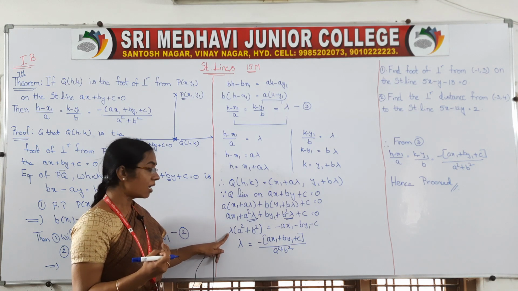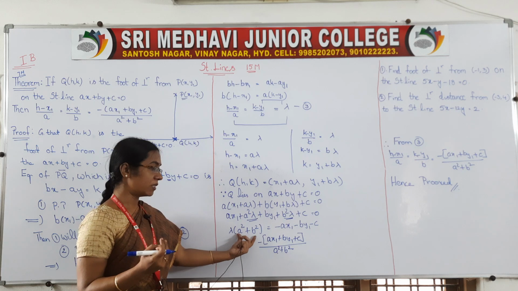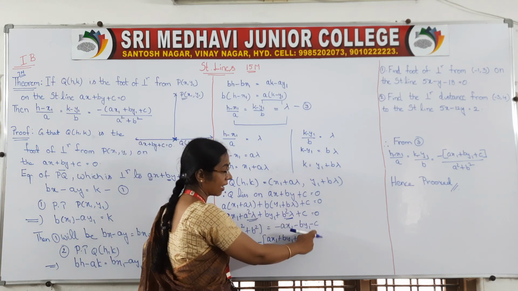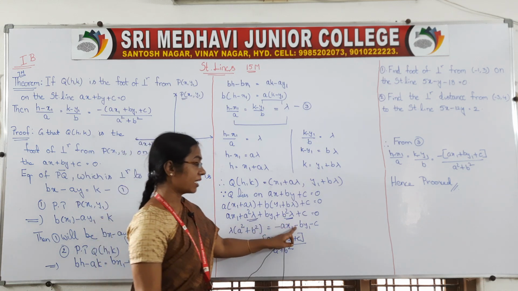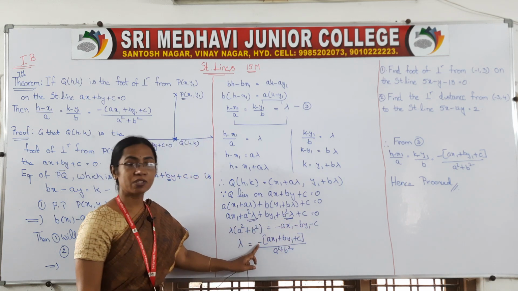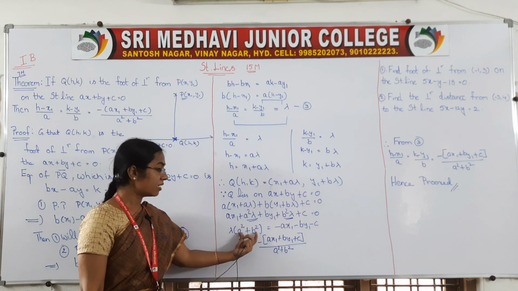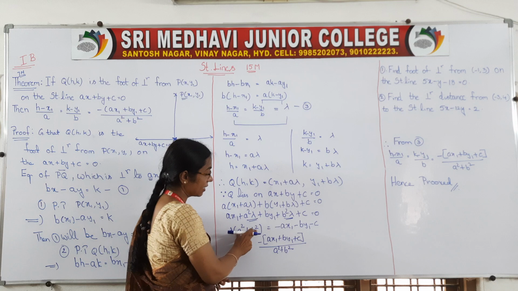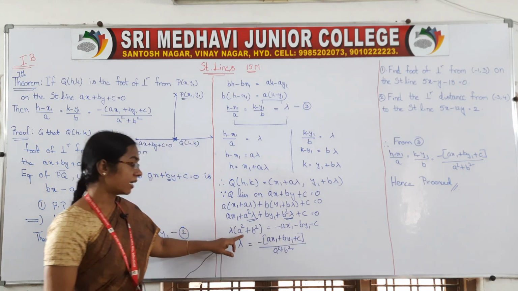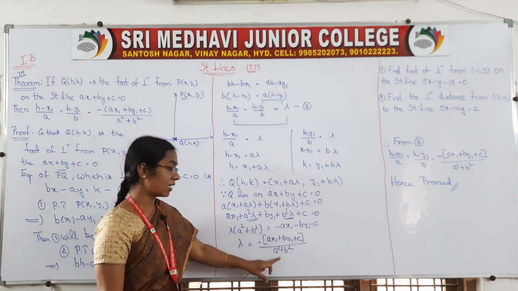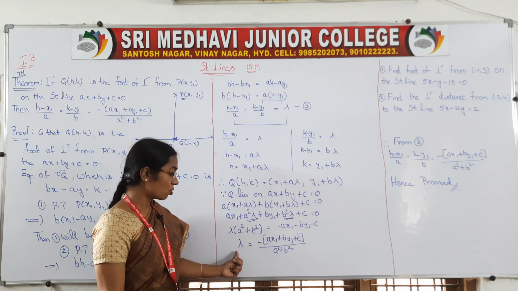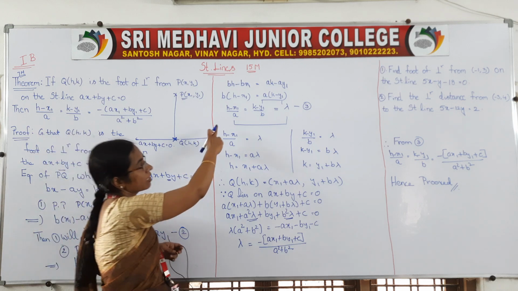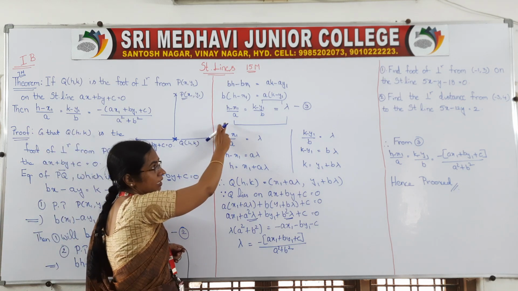How? Take lambda common, then a square plus b square is equal to, sending the remaining terms to the other side, and here negative sign is common, so you can take the negative sign outside. And here we want only lambda, not lambda into something, so send this term to that side. Here it is multiplying, if you send it that side it will divide. So you got your lambda value. Once we got the lambda value, we can substitute in the third equation.